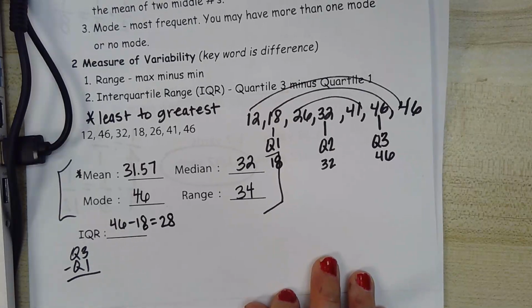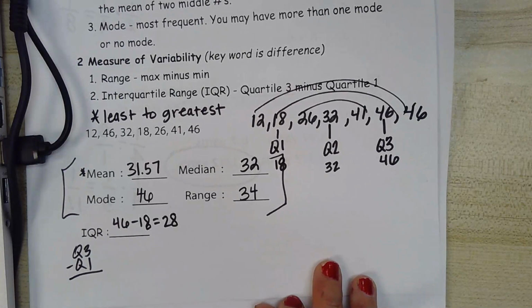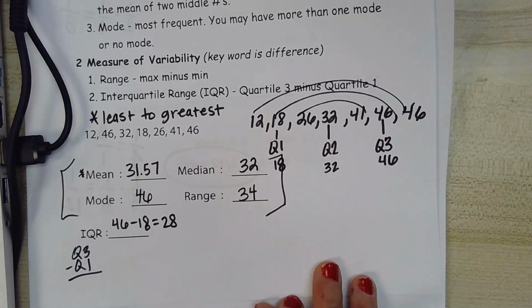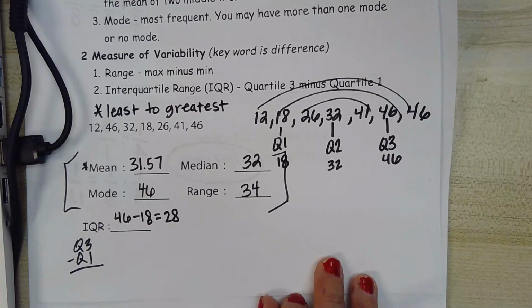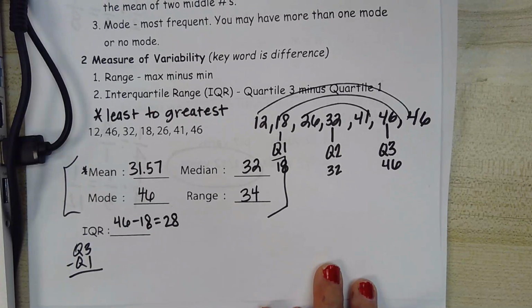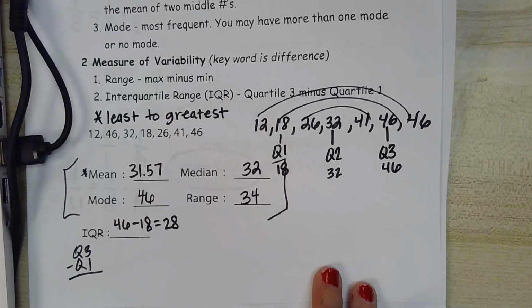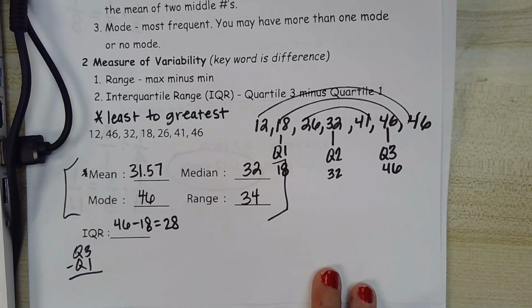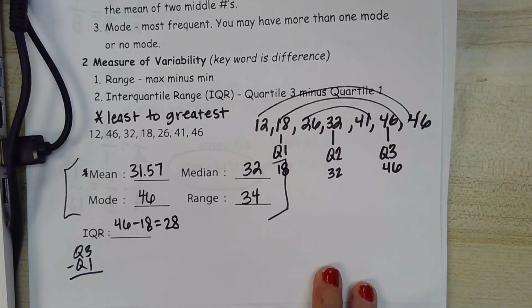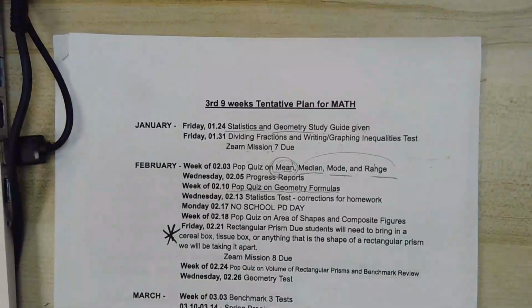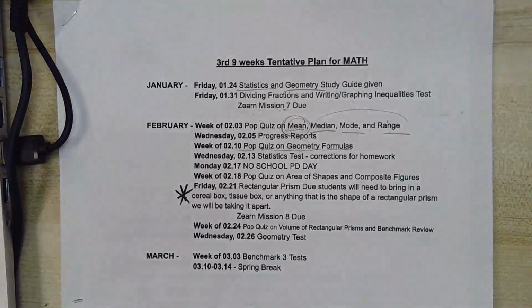Again, you are only going to be asked on your pop test next week to do mean, median, mode, and range. I might have a bonus question on there for interquartile range. So make sure you are studying everything, and don't forget to put your data sets least to greatest. All right, so we're going to move on with our lesson. While we're getting everything passed out, you can look up at the board to see what's coming up in the next few weeks.